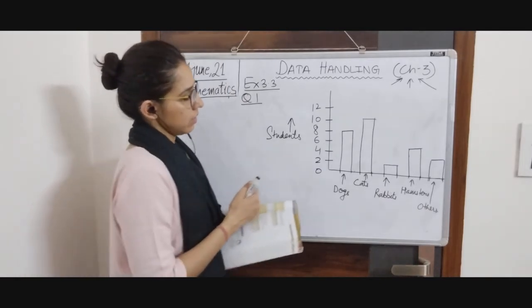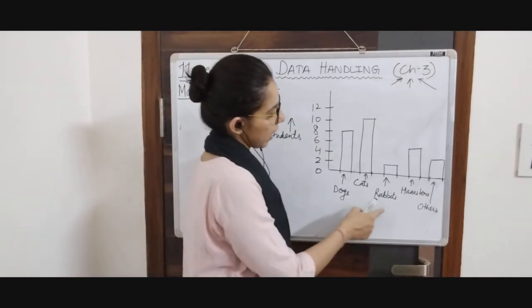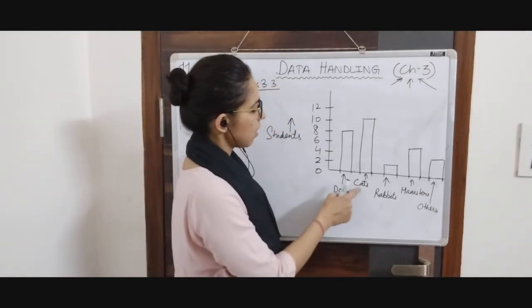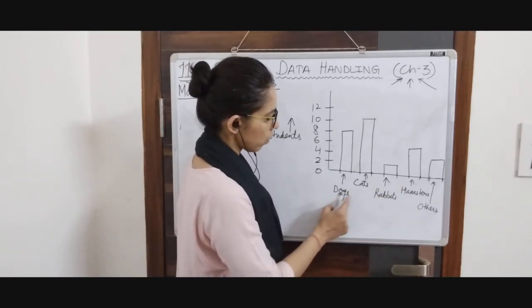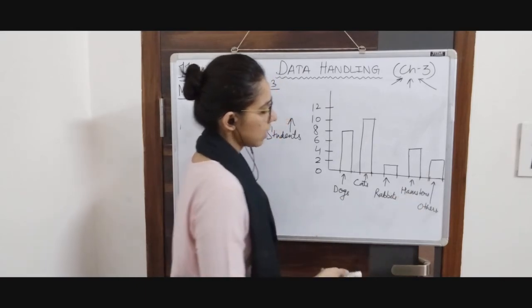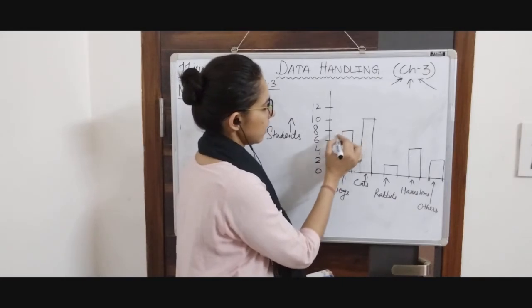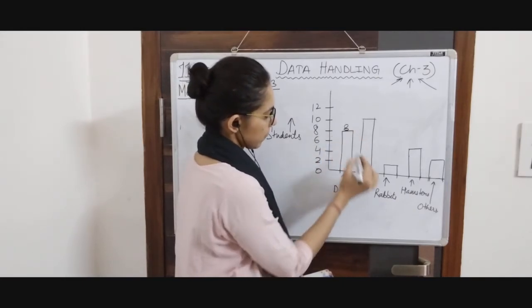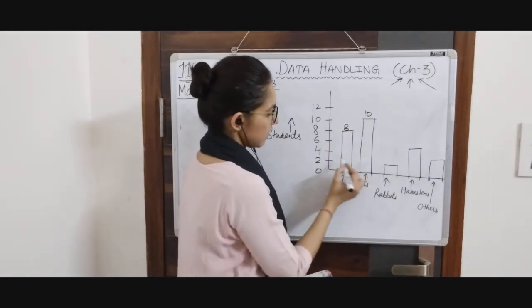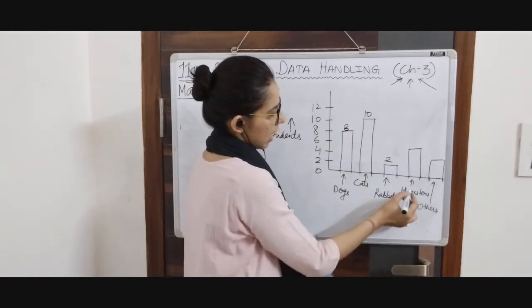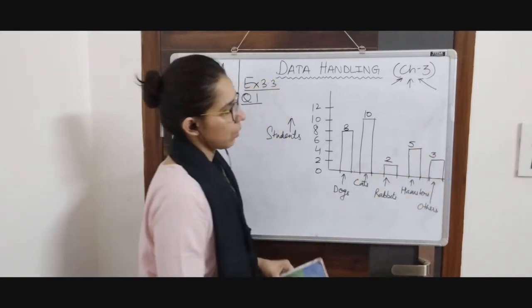On one side it is showing the numbers and on the other side of the bar graph it is showing what are the pets that are owned by those students. These are dogs, cats, rabbits, hamsters and others. Number of dogs owned by the students is 8, cats they are 10, rabbits they are 2 in number, hamsters they are 5 in number and others are 3 in number.